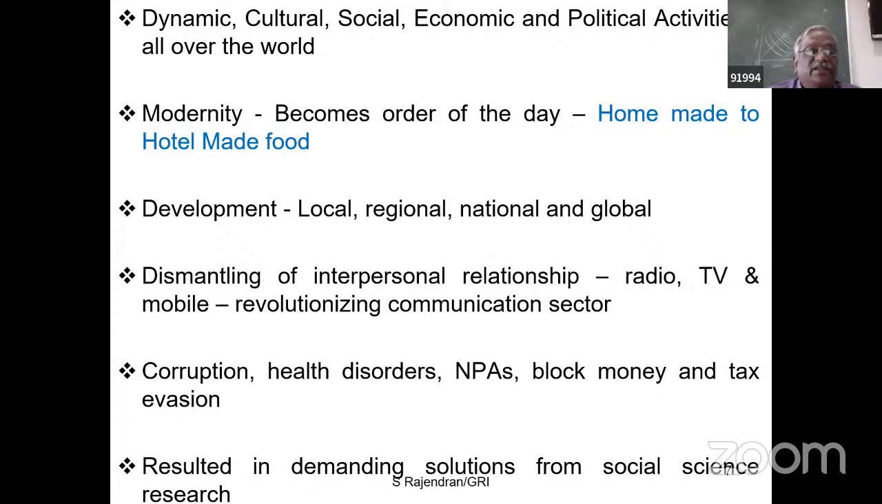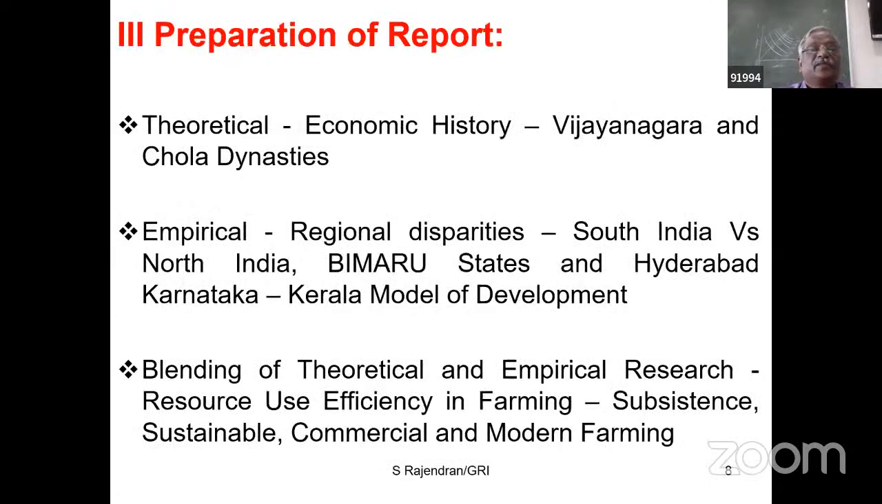And all these warrant venturing into social science research in a serious manner. At the same time, all these also demand solutions from social science researchers. Whether the research output is seriously considered by the policymakers or the planners or the political system, that is immaterial, but this is what is happening in the world now.